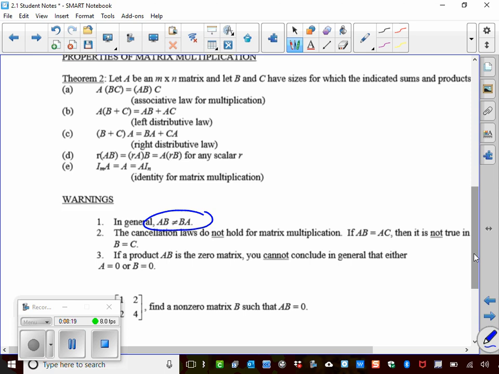Also remember that in regular math, if you have 6 times x is 0, so x must be 0. That's not necessarily true here. If A times B is 0, it's not necessarily true that A or B is 0. So don't think that's true, because there's some multiplying and adding going on. Just because you get a 0 matrix doesn't mean that one of the two things was 0.